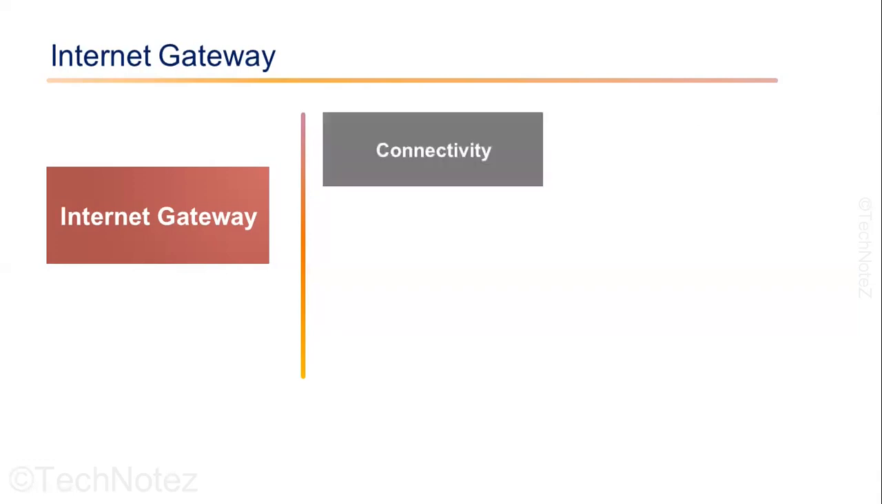Connectivity. Internet Gateway provides the connectivity between your VPC and the Internet. It enables traffic to flow between public IP addresses assigned to your VPC and the public Internet. Scalability. AWS Internet Gateway is horizontally scaled, meaning it can handle a high volume of traffic and is designed to automatically scale as your network traffic increases.